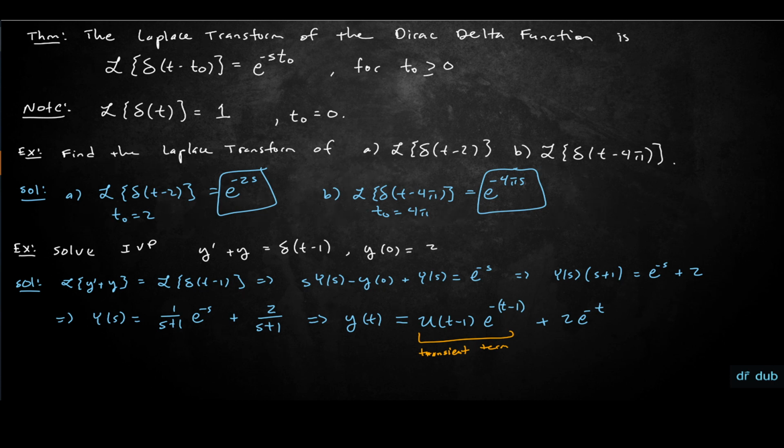Transient term pops in at t equals 1, then dies off. And then here's our steady state term. That's always there, all the way out to infinity. And it's actually transient itself. It's actually not steady state, so actually this is also transient. There's no steady state. The steady state is 0. So this is a transient term.